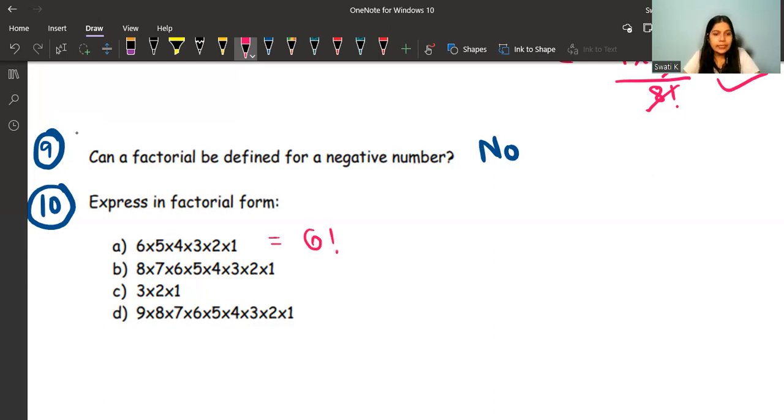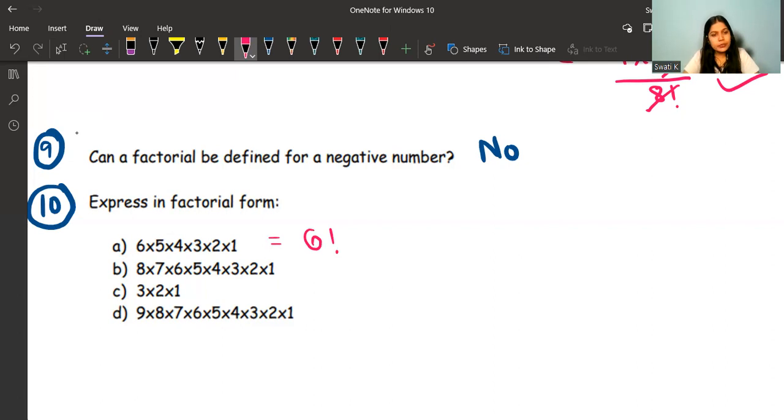Next, 8 into 7. Make sure that it is not skipping any of the numbers. If it does, you cannot write it as a factorial. For example, if it is 6 into 5 into 4 into 3 into 1, it is not 6 factorial. To solve those questions, we have a very simple and easy way. I'll explain that as well.